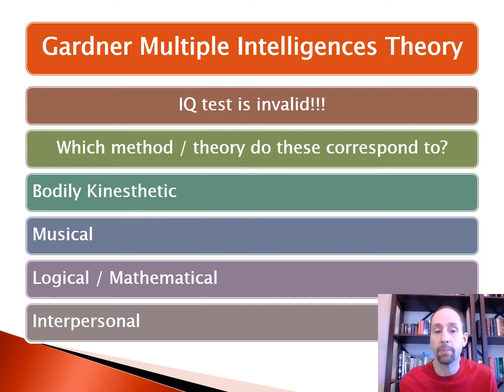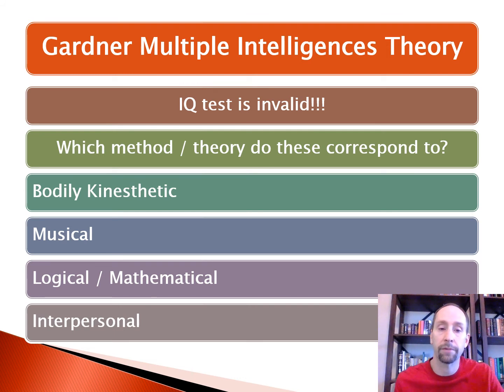And so this will be our guided practice, and then we can go over some answers, and then after this we can do some independent practice where you'll come up with some ways that you can incorporate this into the classroom. So bodily kinesthetic, so students that like to move around. What do you think? What might be the method or theory that would go along with that one? So pause the video if you need some time to work. How about musical intelligence? Is there a theory that corresponds to that one? Logical, mathematical, interpersonal, where people like to communicate with other people.